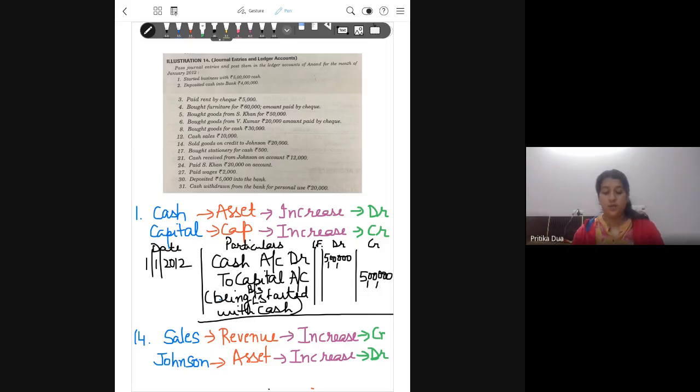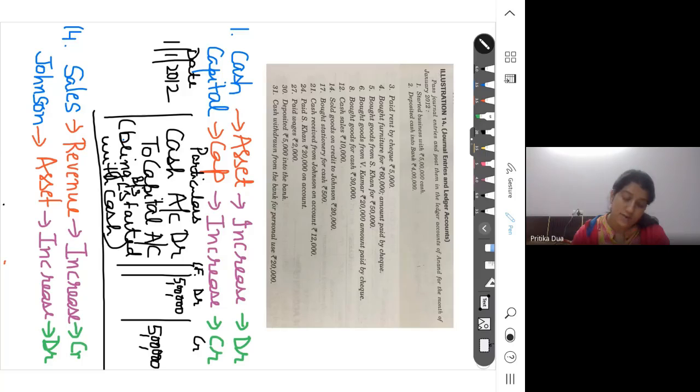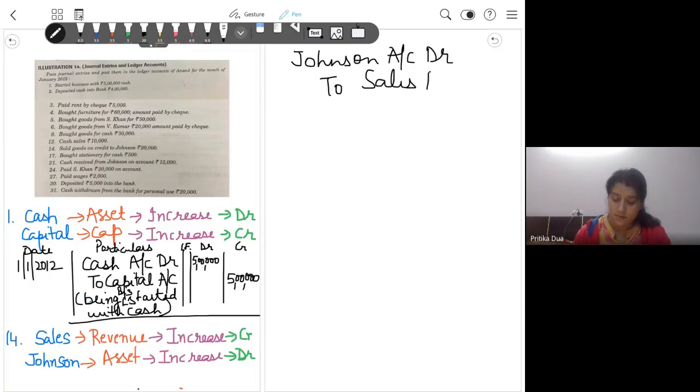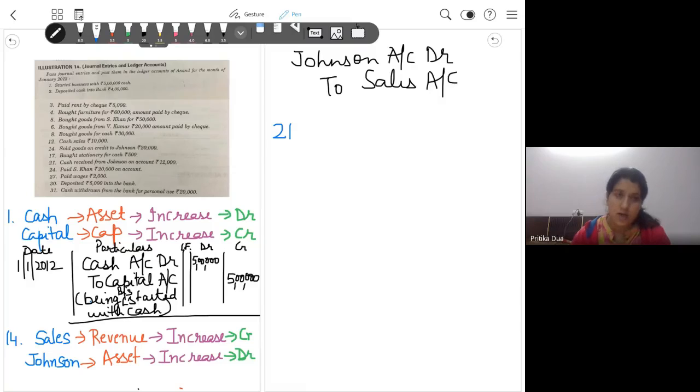So now the entry for the transaction on 14th becomes Johnson account debit to sales account, by the amount of 20,000. Okay, now in continuation of this entry, we move to the 21st entry, which is cash received from Johnson on account 12,000. Now the amount due was 20,000, out of which Johnson has paid 12,000. 8,000 is still pending.